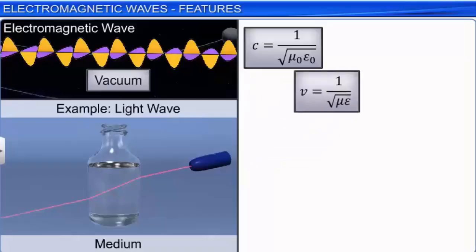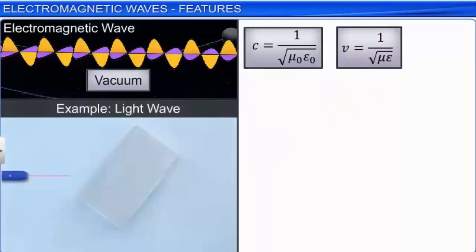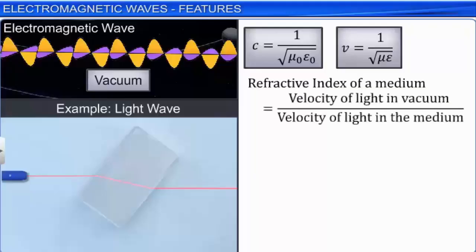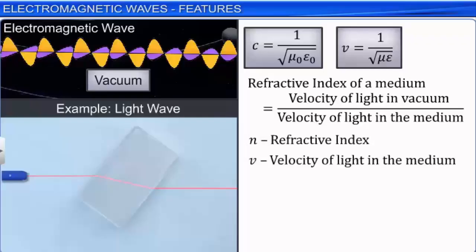When light travels from space into a medium, the light gets deviated from the original path. This deviation depends on the refractive index of the medium. Refractive index of a medium is defined as the ratio of velocity of light in vacuum or free space to the velocity of light in the medium. Consider n as the refractive index of a medium, v as the velocity of light in the medium, and c as the velocity of light in vacuum. Then, the refractive index n is equal to c by v.